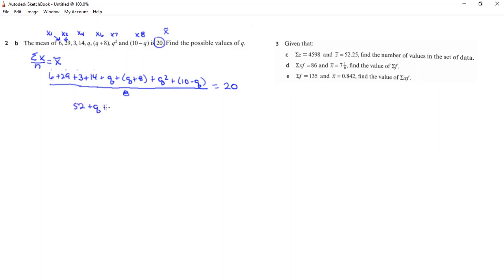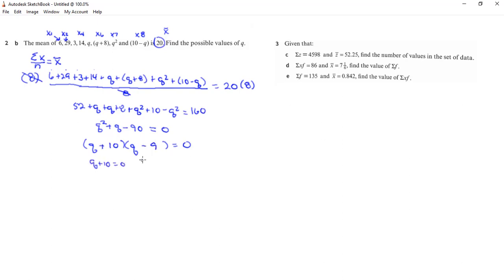Now all I've got to do is combine some like terms here. I'm going to end up with, if I multiply both sides by 8, this is going to be 160. If I make this into a quadratic, again continuing to combine like terms and getting it equal to 0, it's going to look like this. And then all I've got to do now is factor it and solve the quadratic. I find out that q is equal to -10 and q is equal to 9.